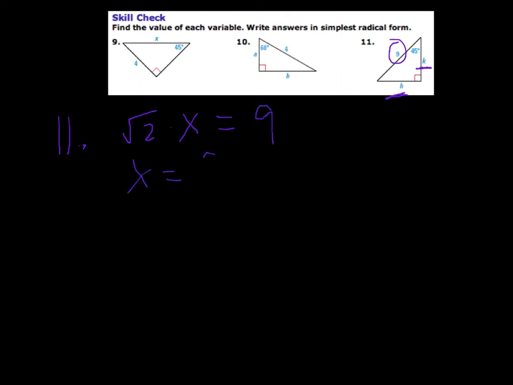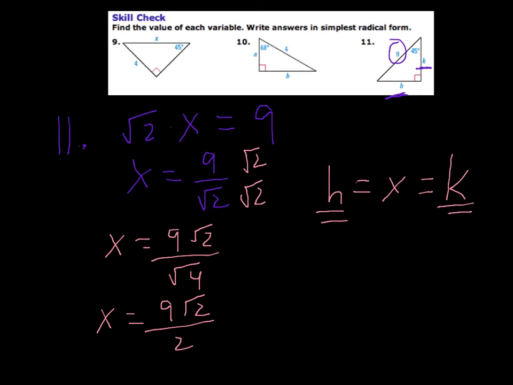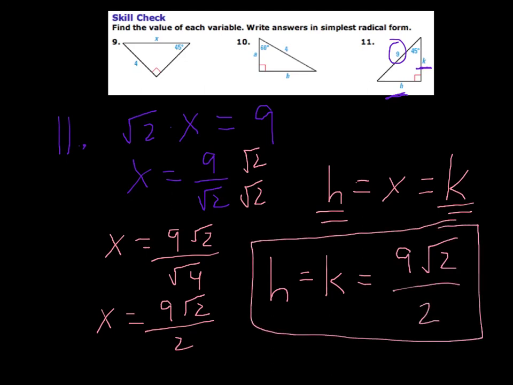So x is equal to 9 divided by radical 2. We don't like the denominator as an irrational number, so we're going to rationalize it by multiplying by the conjugate. So I get x is equal to 9 radical 2 all over radical 4. X is equal to 9 radical 2 all over 2. Now, h is worth x, and so is k. Both of these legs in a 45-45 right triangle, of course it's an isosceles right triangle, so both of those legs are worth the same value. So h is equal to k is equal to the value of x, which is 9 radical 2 all over 2. I think you're ready to try some problems on your own.